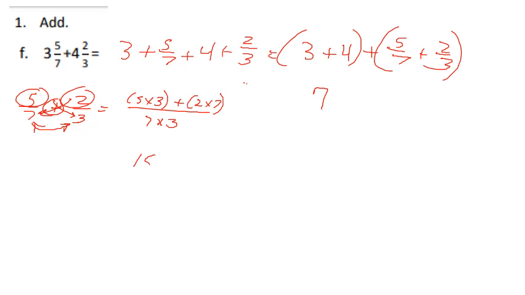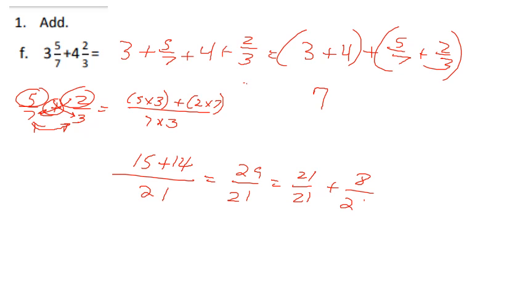Which now gives us 15 plus 14 over 21, which equals 29 21sts, which we can take a whole out of there, which is 21 over 21, plus we have to add 8 more to get to 29 21sts, which equals 1 and 8 21sts. So when we come back up here and add it with our whole number, we end up with 8 and 8 21sts.